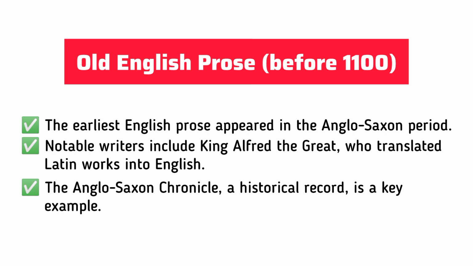1. Old English prose. Before 1100. The earliest English prose appeared in the Anglo Saxon period. Notable writers include King Alfred the Great, who translated Latin works into English. The Anglo Saxon Chronicle, a historical record, is a key example.